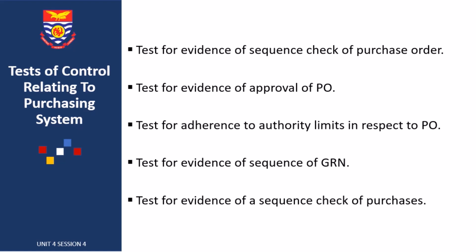Then you have to test for evidence of sequence of the goods received note. So if you have indeed received the goods after making the order, what is the evidence that you have received the goods? So you have to look at the sequence of the goods received note. And this is where you have to make sure that the pre-numbered or serial numbers that are given to this tally. Then you have to also test for evidence of a sequence check of purchases. And these are the tests of control that must be done relating to the purchasing system.